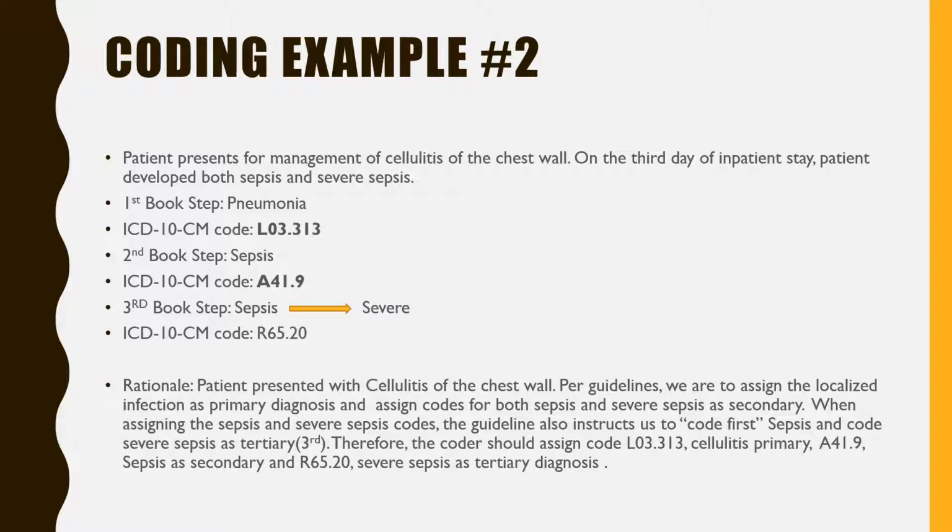In our second book step, we're going to locate sepsis, and our ICD-10-CM code for that should be A41.9. And then in our third book step, we're going to locate sepsis, and again, we're going to define the type of sepsis, which is represented by severe, and our ICD-10-CM code should be R65.20.